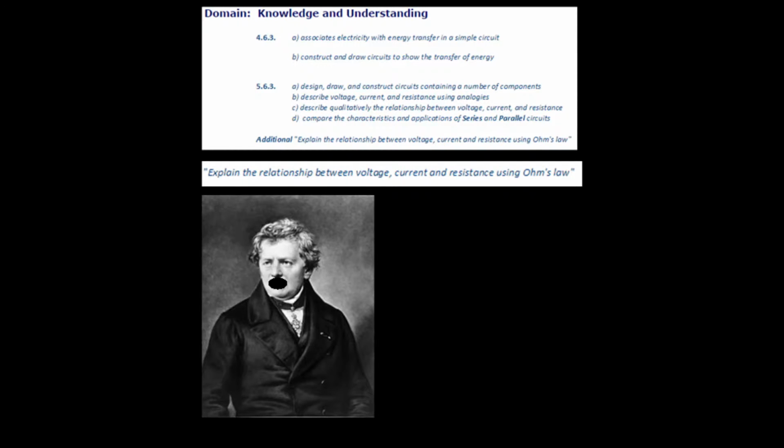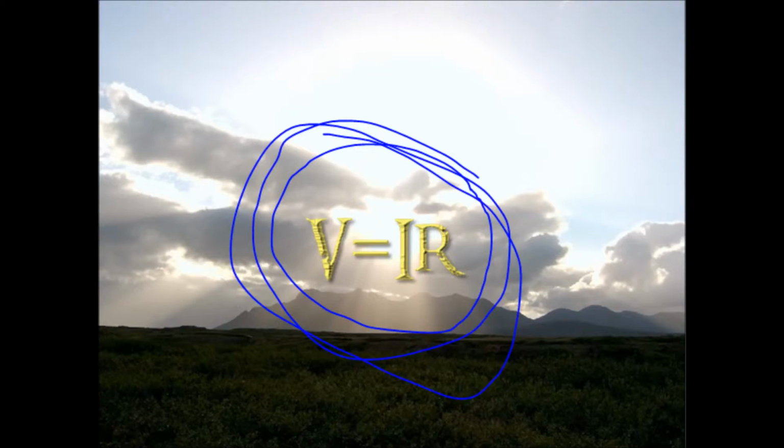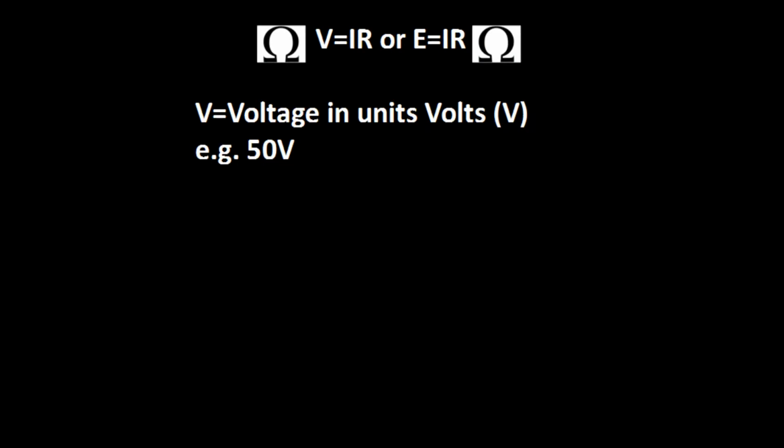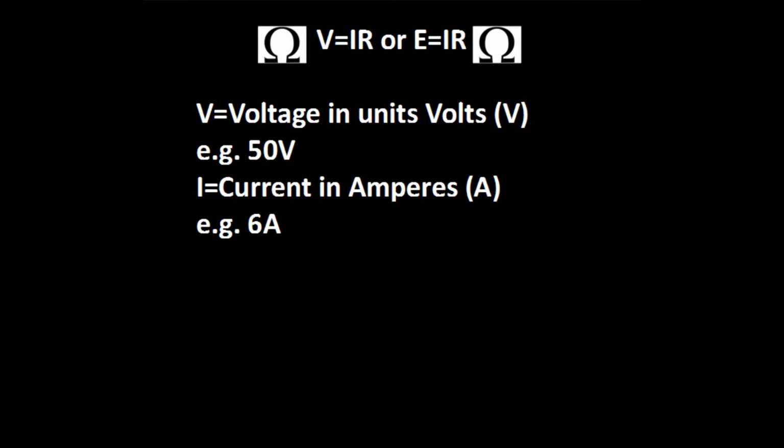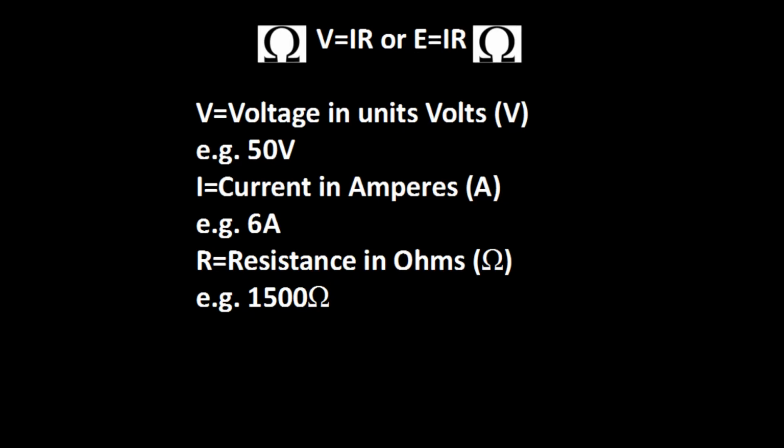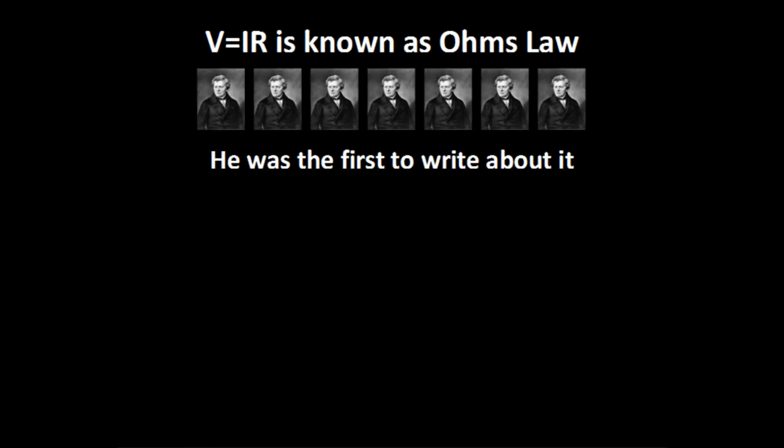The basis of Ohm's law is his equation, V equals IR, alternatively E equals IR, where V or E is voltage in volts, I is current in amperes or amps for short, and R is resistance in ohms. George Ohm was the first to express this relationship, therefore the law is named after him.